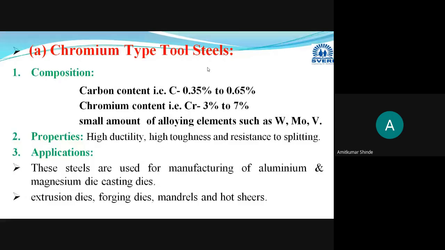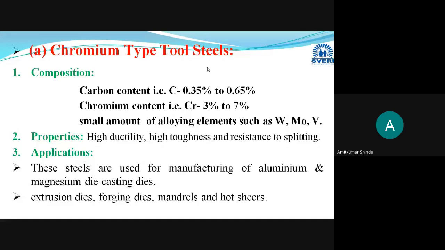And in that, specifically aluminum and magnesium die casting dies are manufactured with the help of chromium type tool steel. Then again, for doing different types of extrusion process, forging process, different dies are required. Those dies are also manufactured with the help of this chromium type tool steel. Then some other tools which we are using, that is, some hot shears are there, then different types of mandrels we are using, that are made up of this chromium type tool steel only.